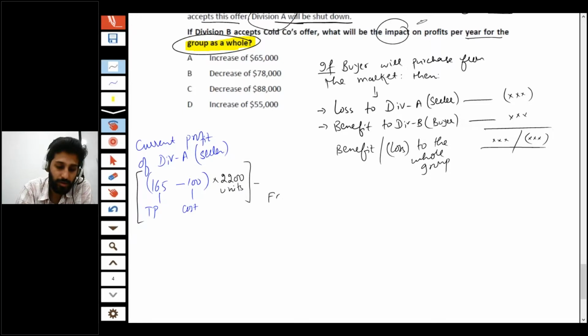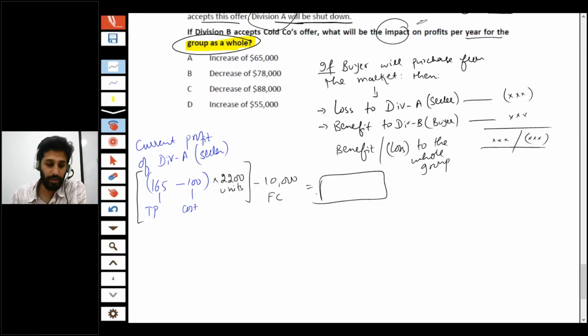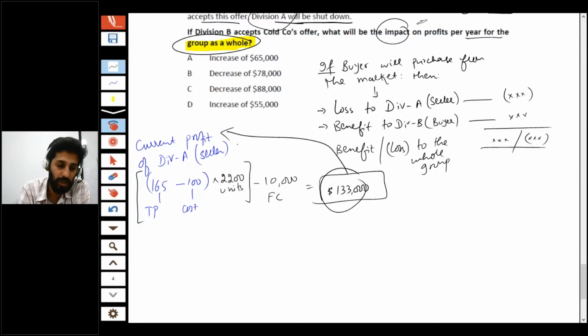Minus fixed cost, that is 10,000. So what is the current profit you are earning? 165 minus 100 into 2200 minus 10,000. That is 133,000. That is the current profit of division A, right?